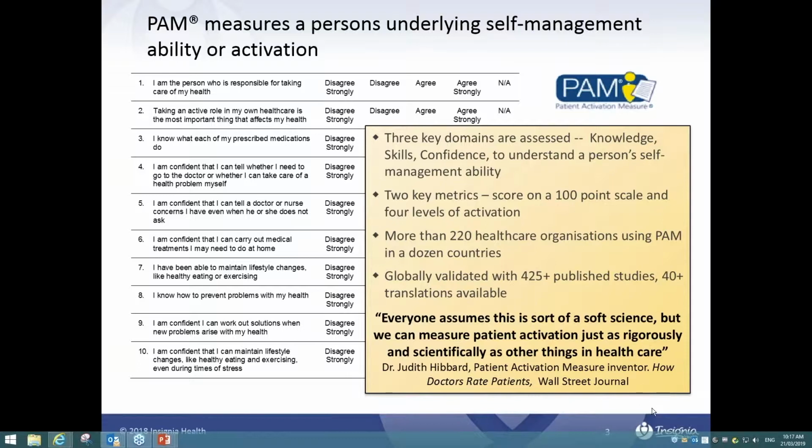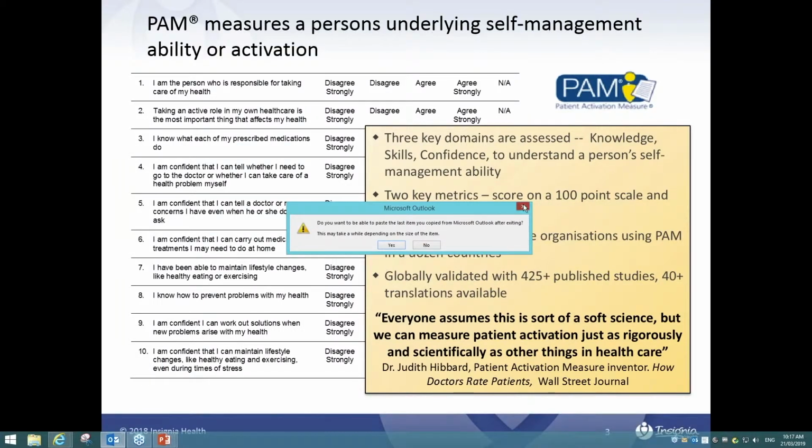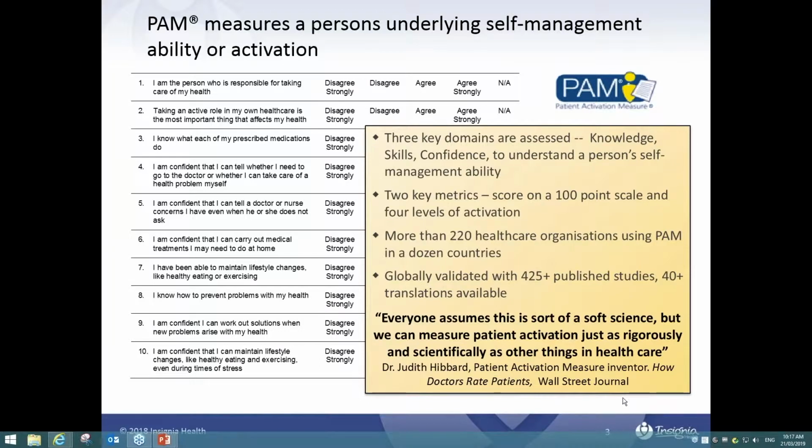We also are able to collate those scores into an activation level. So we often talk about people's activation being low or high in terms of level 1, 2, 3, 4, where 4 is high and 1 is low. And we'll hear more about that towards the end of this presentation. Next slide, please.